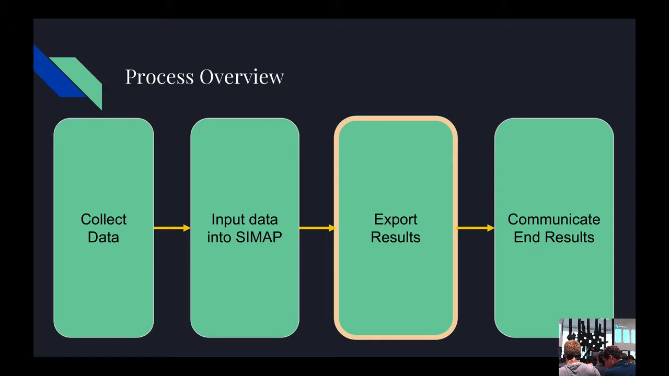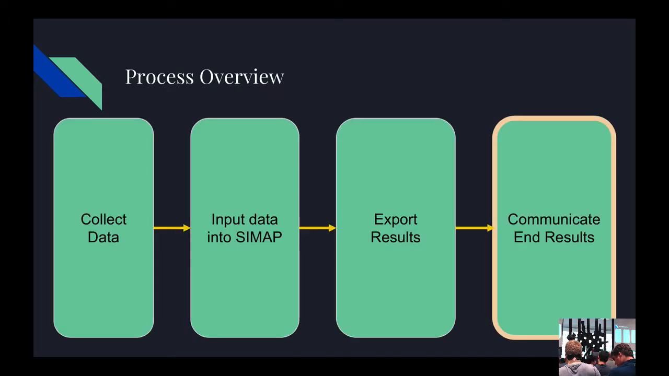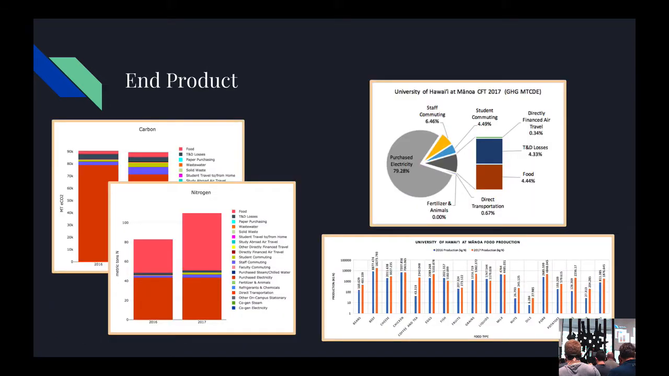The third step is to export these results out of SIMAP. This is usually in large Excel files, not the most appealing to the common user, but very necessary. Another issue is that we want to communicate these results effectively, not just to our stakeholders, but to staff and the communities, to show our improvements and the steps we are making towards sustainability. Our end product, these 2 figures on the left, is something that you can get out of SIMAP. As you see, it's kind of basic and doesn't show too much information.